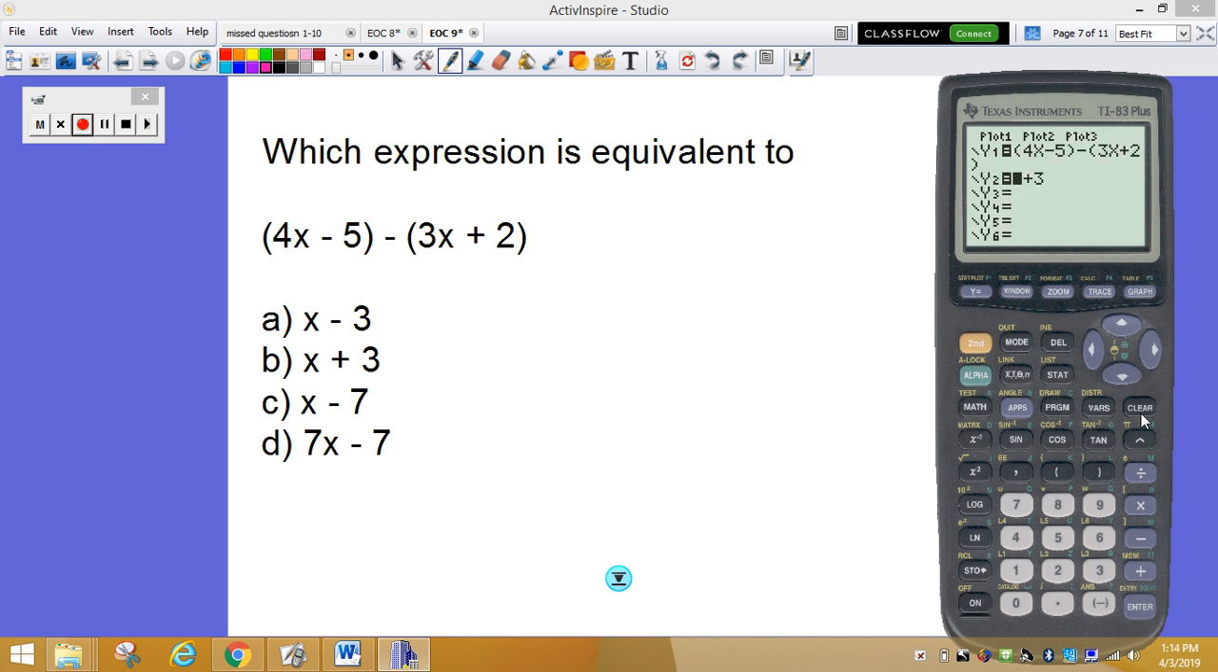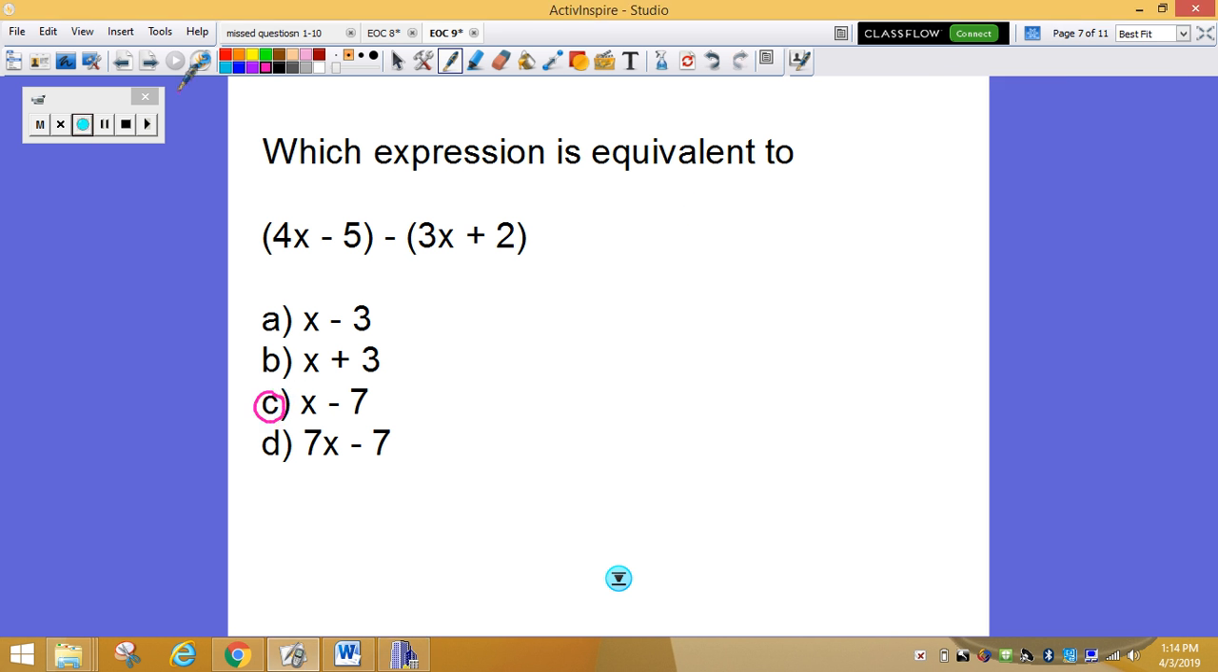So let's try C. x minus 7. Graph. There's my question. And there we go. We got my answer. So C is the answer here because I got the same graph.